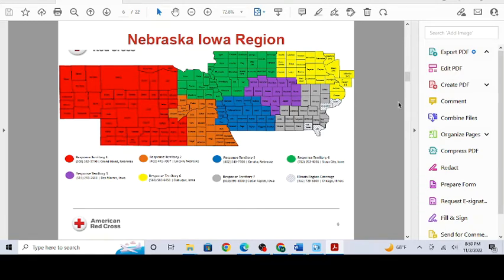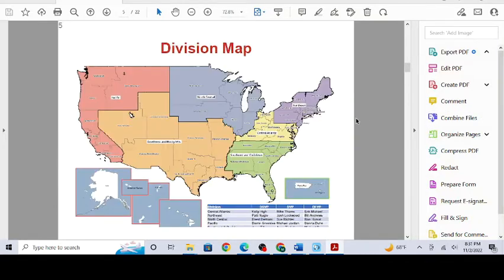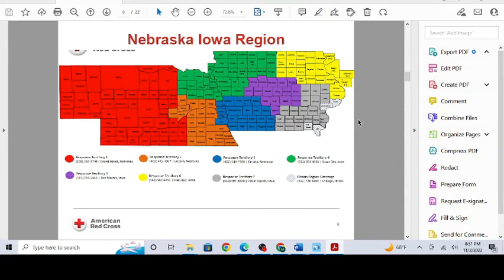Okay? Should mention that this is just a way of how we organize ourselves geographically. There are not strict fences around a particular territory. So if a person is interested in activities in another territory, the person is more than welcome to explore those activities as well. So we go by division, then we go by region, and then by territory.